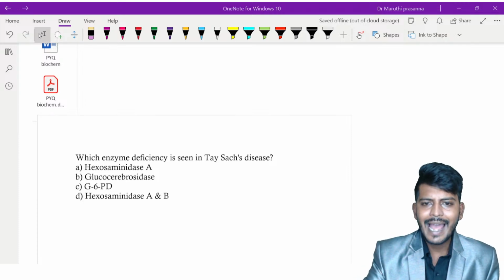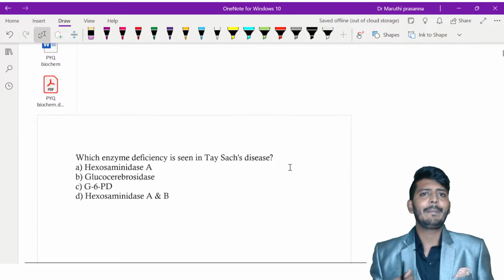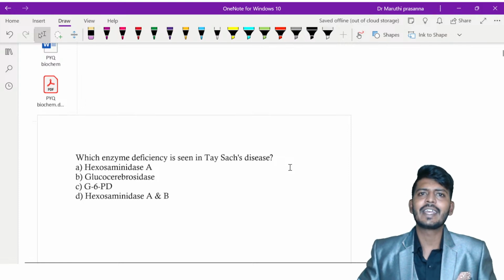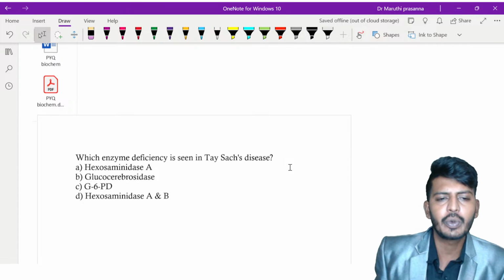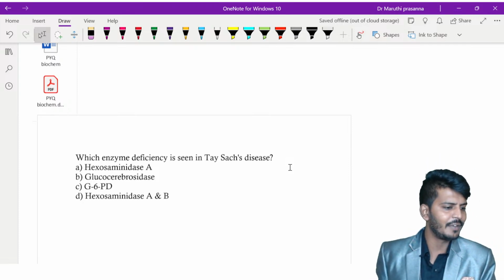What we are going to do, as yesterday we did: first we solved the questions, and along with that we also studied the explanation. So we studied both of them together yesterday. Like that only, today also we are going to do. So let's start with the first question.